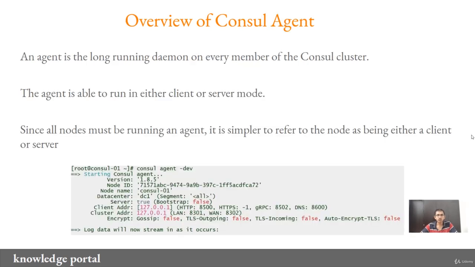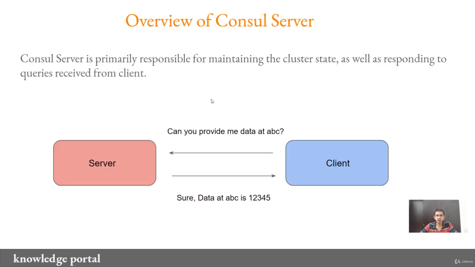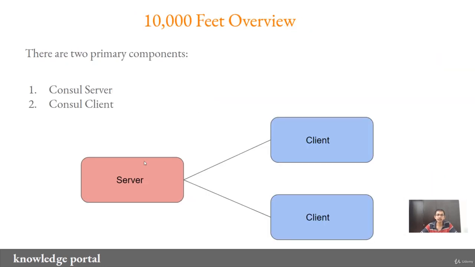Now along with that, it is also important for us to understand the basics of the Consul agent. So an agent is a long running daemon on every member of a Consul cluster. So be it the server, be it a client, the Consul agent is something that needs to be run. Now the agent is able to run either in the client mode as well as the server mode. This is a very important part to remember. So generally what happens is that whenever you go ahead and start a Consul agent, you start it either in the server mode or a client mode.